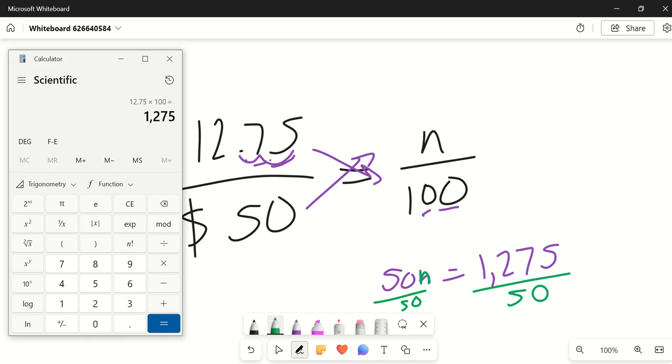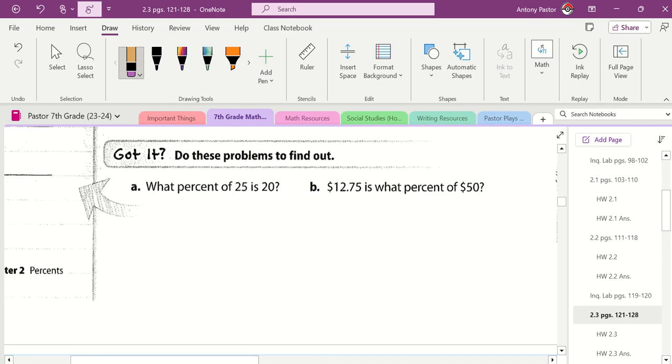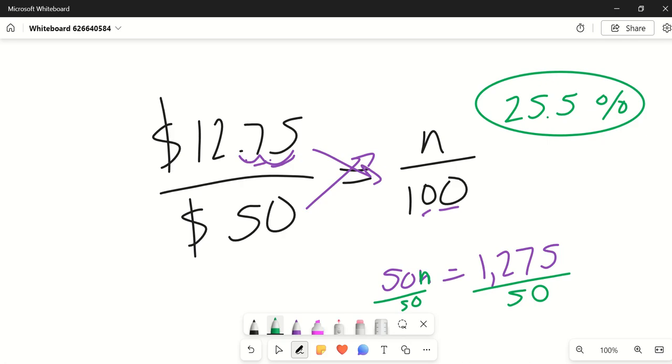And since I already have that number plugged into my calculator, I'm just going to divide it by 50. So I will have 25.5%, and I know I wrote a 2. 25.5%, because it's asking you what percentage of $50 is it. Therefore, you would write $12.75 is 25.5% of 50.